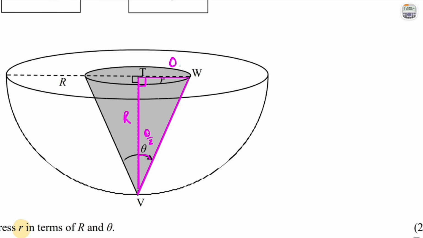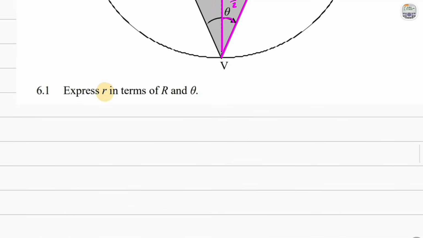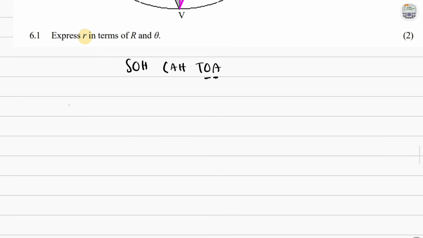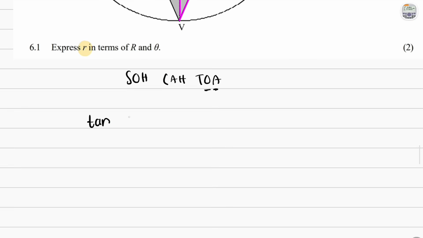And so this is the opposite side. And then this R is next to that angle. This is the adjacent side. So since we're using opposite and adjacent, it means we need to use tan. So we can go ahead and say, remember from SOHCAHTOA, tan is opposite over adjacent. So we can just say that tan, and the angle we're using is theta over 2.